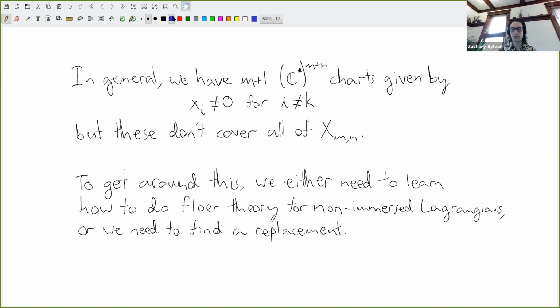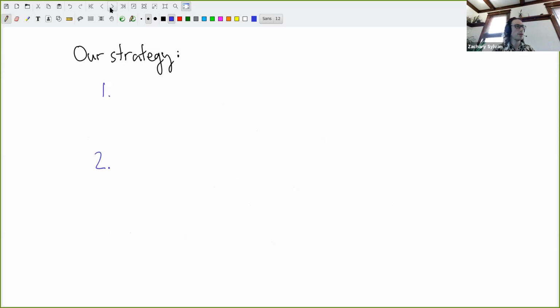So to get around this, we have two options. Either we can learn how to do Floer theory for non-immersed Lagrangians, or we're going to have to find a replacement for these things. And if it's not obvious, we're going to go for the second approach. So our strategy has two steps.